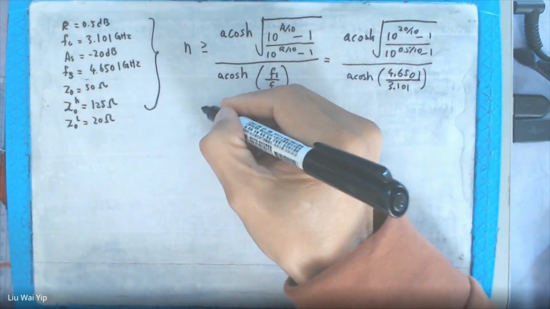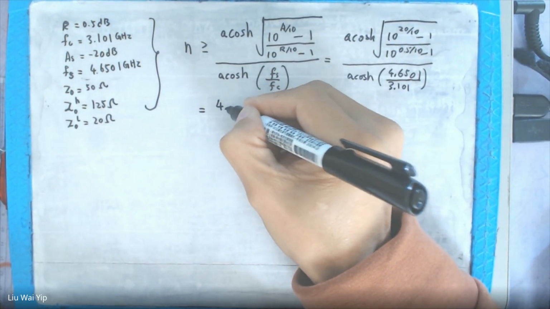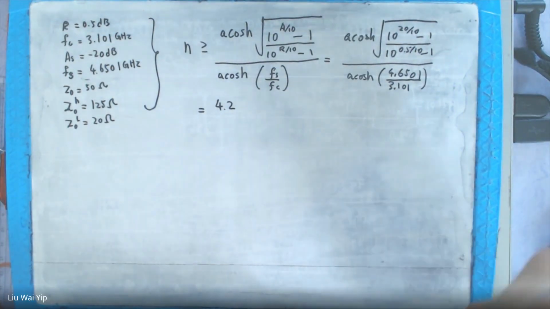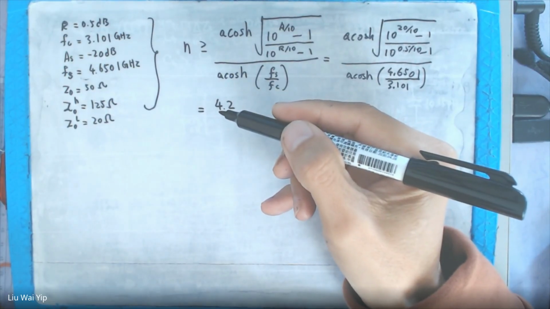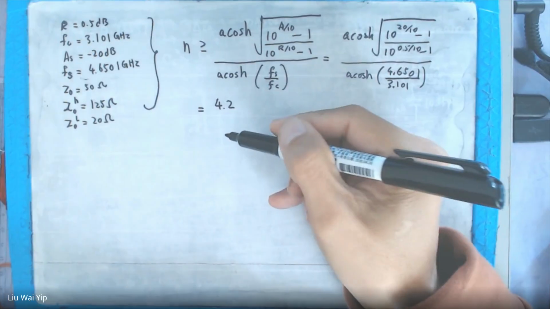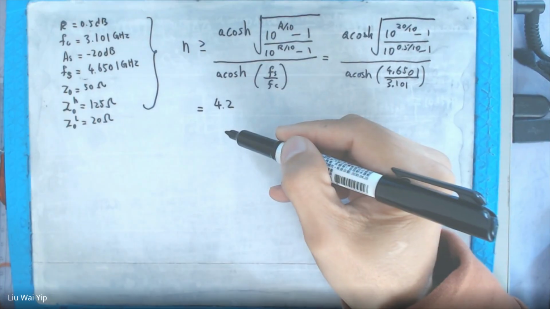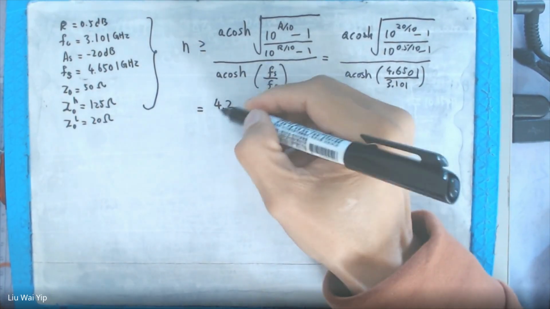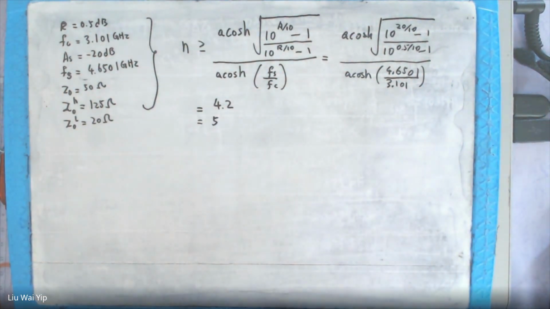So if you do it carefully, you will get the answer 4.12. Of course, the order of the filter has to be an integer. In this case, you cannot put 4 there because 4 is obviously less than 4.12. So you need 5. The order of the filter has to be 5.